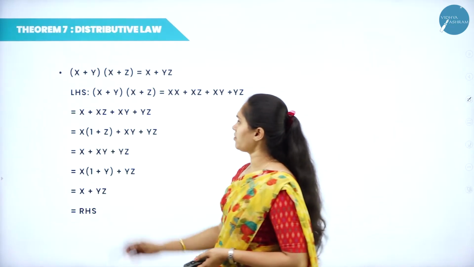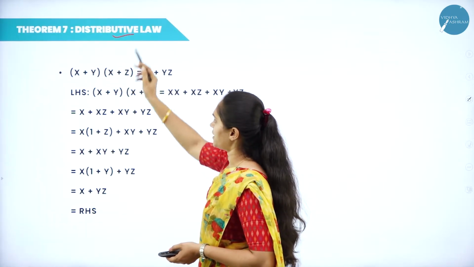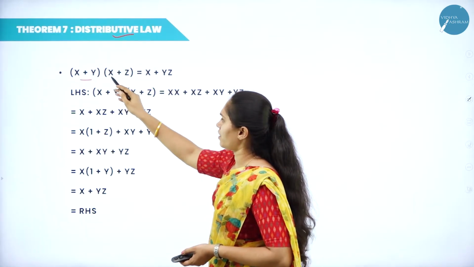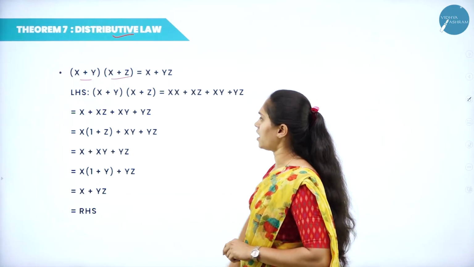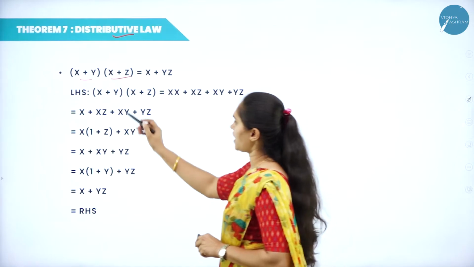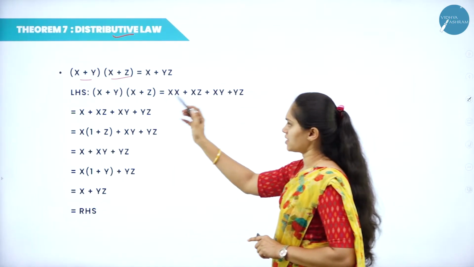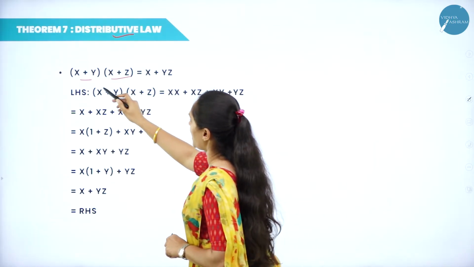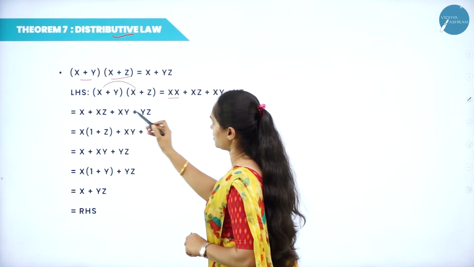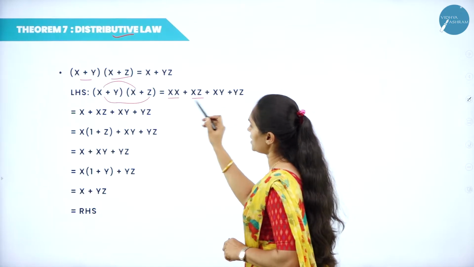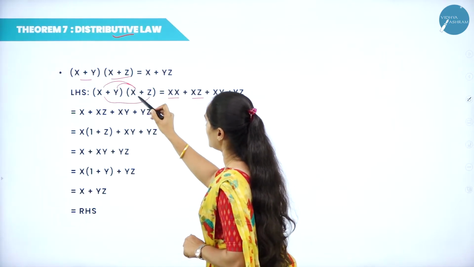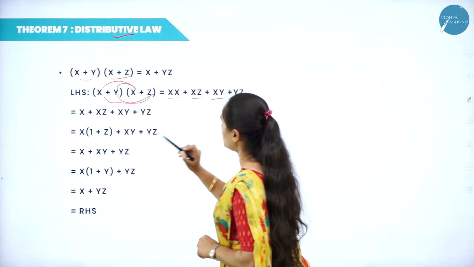In the same way, we can see one more theorem related to the distributive law: (x plus y) into (x plus z) is equal to x plus yz. How are we going to get this? We'll see now. I need to multiply the LHS in order to get this RHS. x into x, and x into z, plus y into x, then this one, y into z.